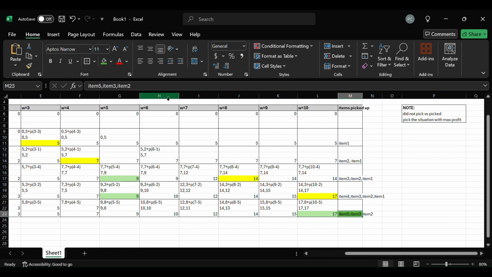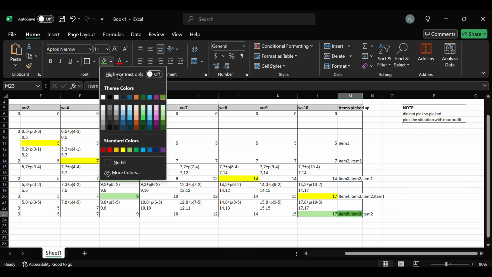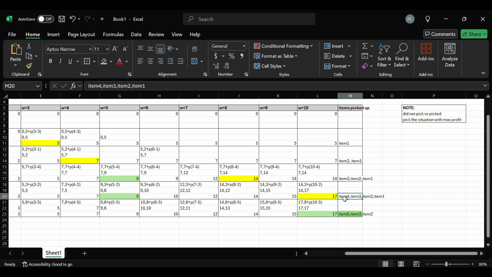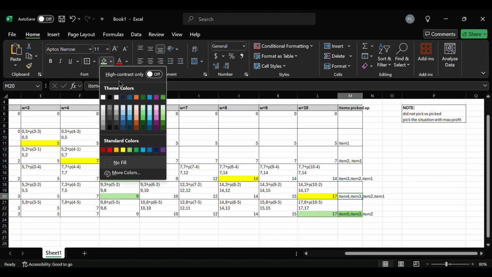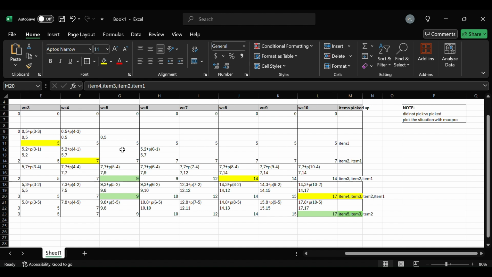However, we also have that other situation here, right, for 17. Right, so we have actually found two optimal solutions. Item 4, item 3, item 2, item 1, and item 5, item 3, item 2. So let us know in the group if you get the same solution.